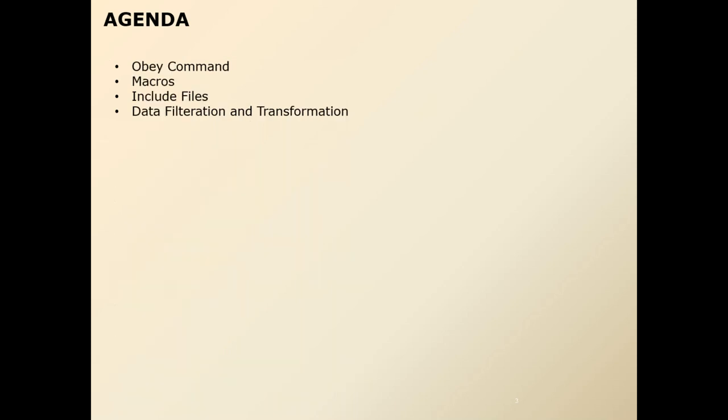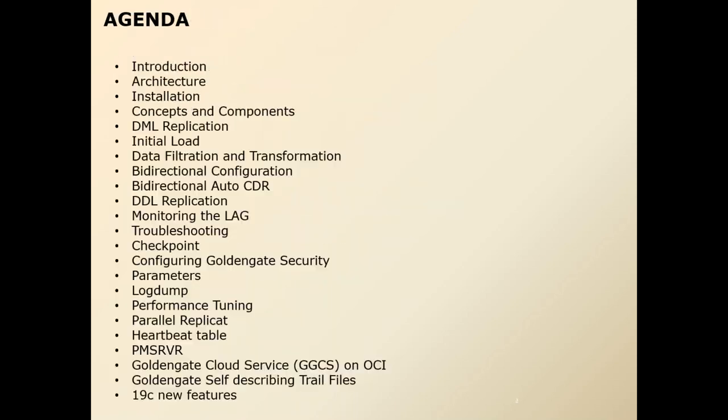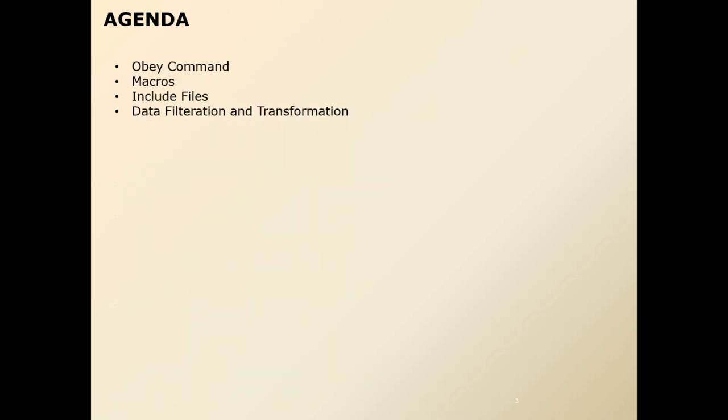Then the logdump utility we are going to discuss. That is how to read the trail file. Then how to do performance tuning. What is heartbeat table, performance metric server, what is GoldenGate cloud service, what are GoldenGate self-describing trail files, OBEY command, macros, include files. We are going to discuss everything in detail. So our course content includes this, along with that a lot of things which will be added.